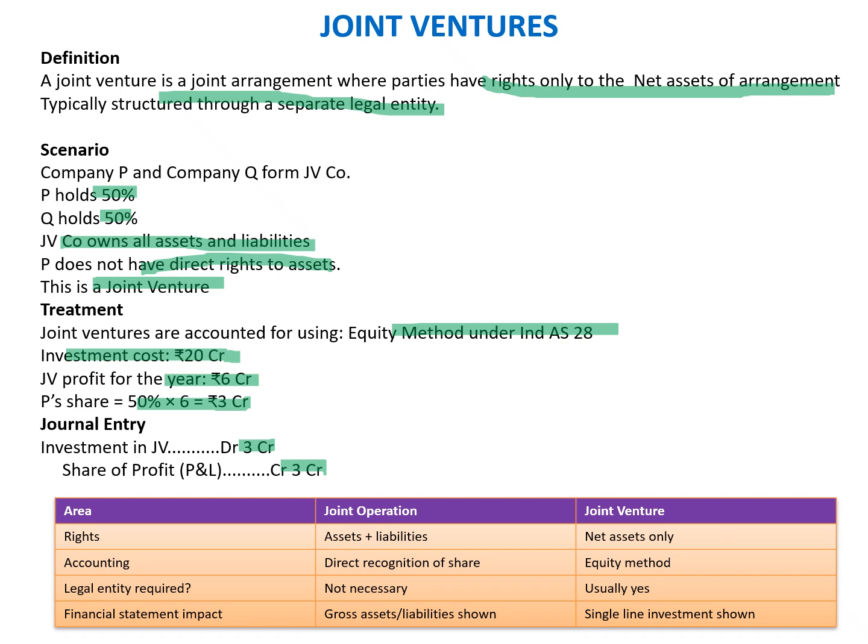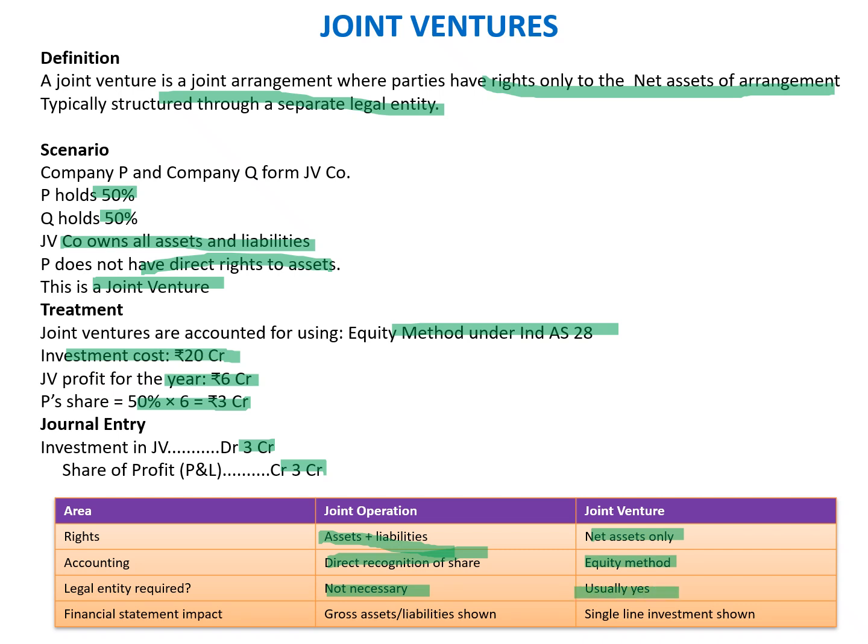So when we talk about joint operations, the rights are largely on the assets and liabilities, but in the case of joint venture, it is rights to the net assets. Accounting for joint operations is direct recognition of the share. It is the equity method in the case of joint venture. A legal entity is not necessary in the case of joint operation. It is required for the joint venture.